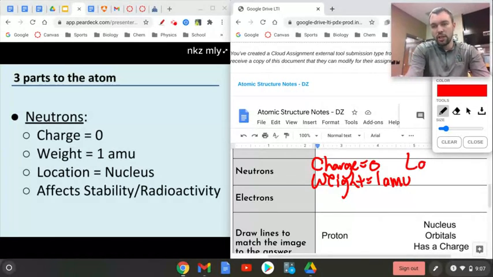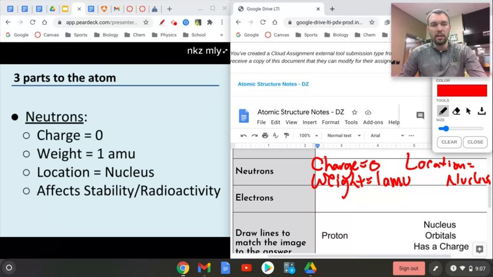The location is also in the nucleus, so it's right next to the proton. So far, everything about the neutron and the proton has been the same, except the neutron has a 0 charge and the proton has a +1 charge. Special property: the neutrons affect the stability or the radioactivity.